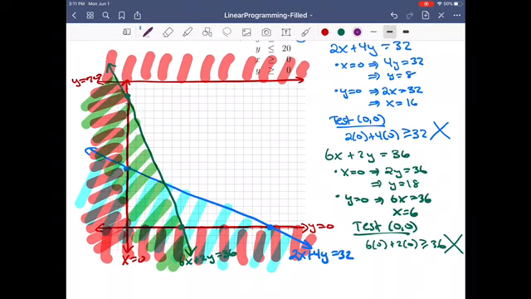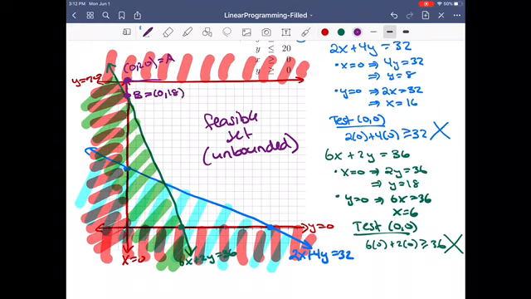Okay, which means that all of this is my feasible set. Notice that it is unbounded, and we have 4 corner points. Up here, this is going to be (0, 20), so let's call that A. This is another corner point, so this can be B, and it's (0, 18).